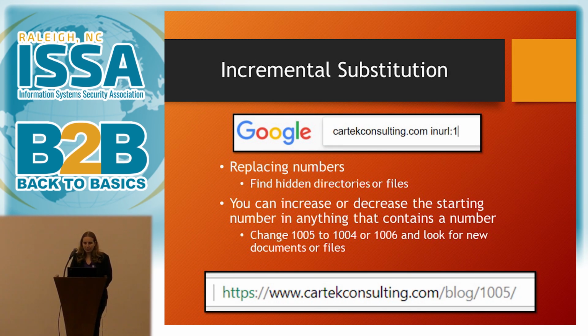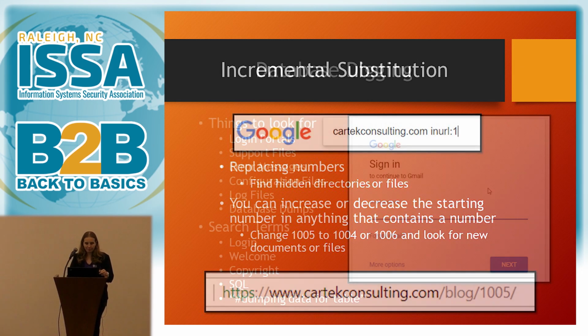Incremental substitution. In the URL, replacing numbers. That is the easiest way to find hidden directories, because when you upload to a lot of different sites, if you don't specify the name, it's just going to put a number. Here you can see Cartech Consulting blog 1005, right? I can change that to 1006, 1007, 1008. After this test, Devon actually went in and changed that, so you can no longer directory walk. Even though all his items are for educational purposes, they now actually say what they are. For other companies, whatever you find within the numbers could be detrimental to them.